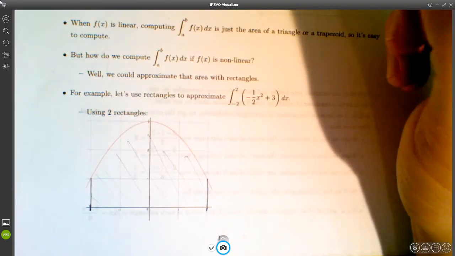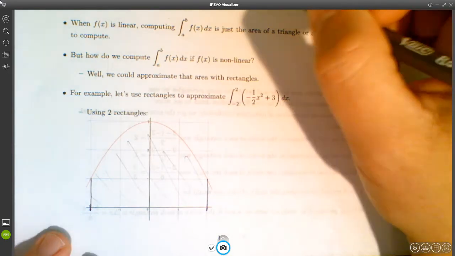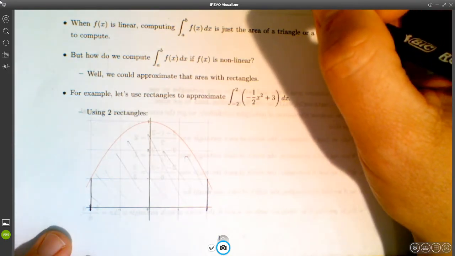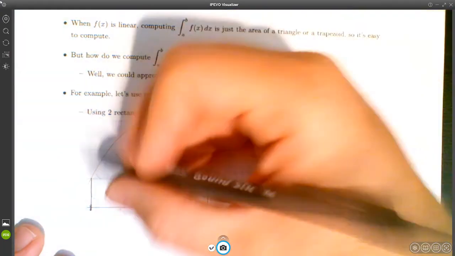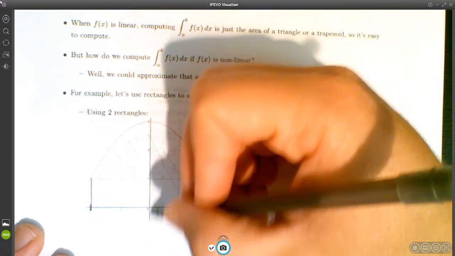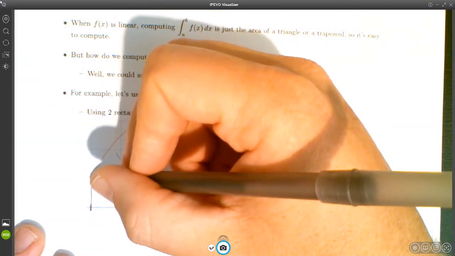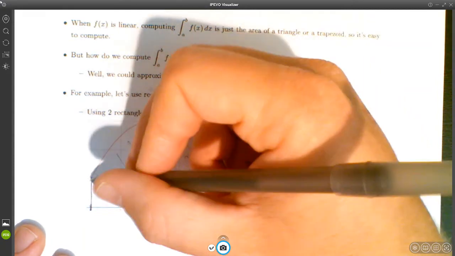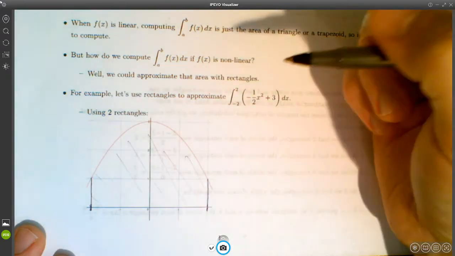So at first it's asking us to do this using just two rectangles. If I just wanted to use two rectangles, there are lots of ways that you could do this, I guess. If I draw a big rectangle that goes all the way to the top of the function, and I do that for both sides, then I'm going to be way overestimating, right? Then again, if I draw a little rectangle here and a little rectangle there, I'm going to be way underestimating.